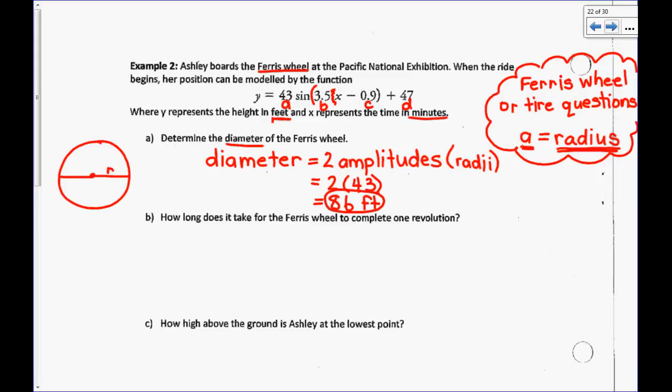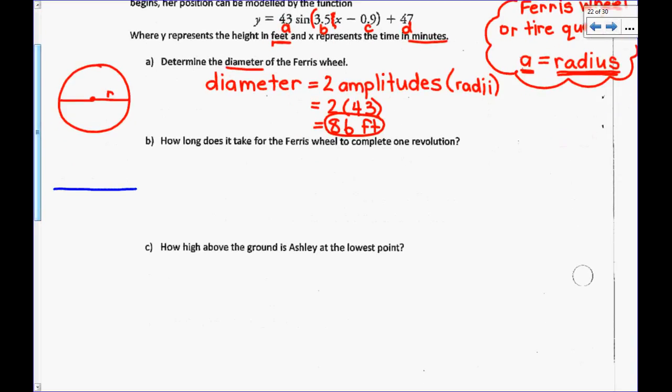What that means, if we graph this as a sine function, you're going to get a graph that looks like this. Let's just write this over here in our margin. Well, you know what? We may need to figure out our maximum and minimum point first to do this. So let's do that. Our maximum point is going to be D plus A, right? So that means our midline plus our amplitude. Do we know what our midline is?